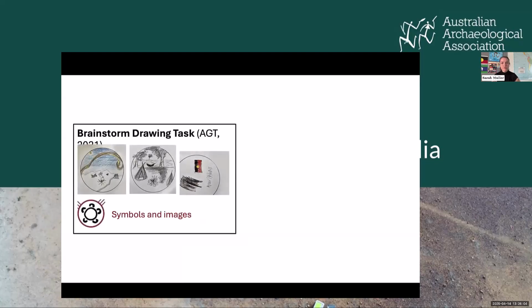So the way that we start this course is with a brainstorming task. And I think the circle is a really lovely shape to start our brainstorming. And we have some beautiful examples of what students already know or already think about when they think about deep time and Indigenous culture.